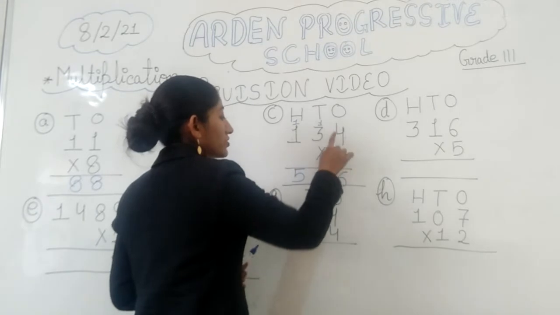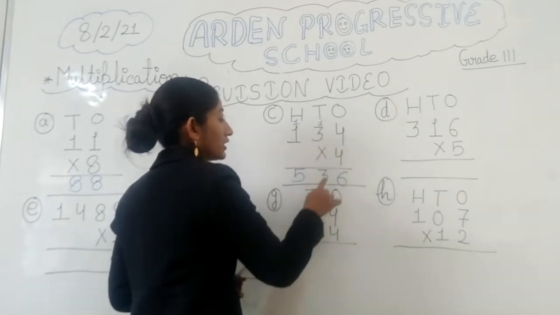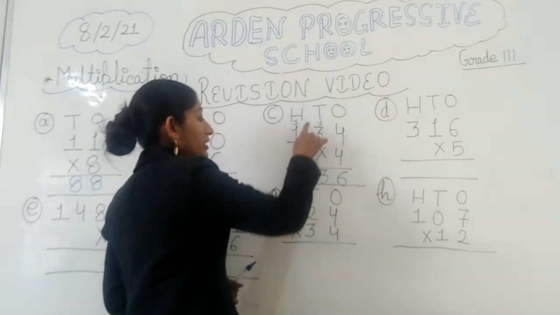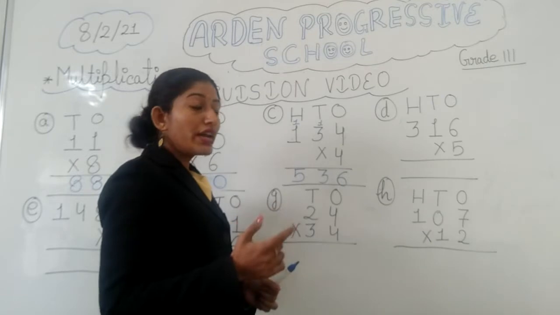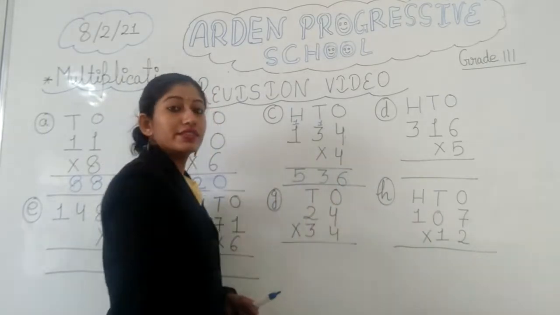4 into 4 is 16. 6, 1 carry. 4 into 3 is 12. 12 plus 1 is 13. 3, 1 carry. 4 into 1 is 4 plus 1 is 5. So what answer are we getting? We are getting 536.